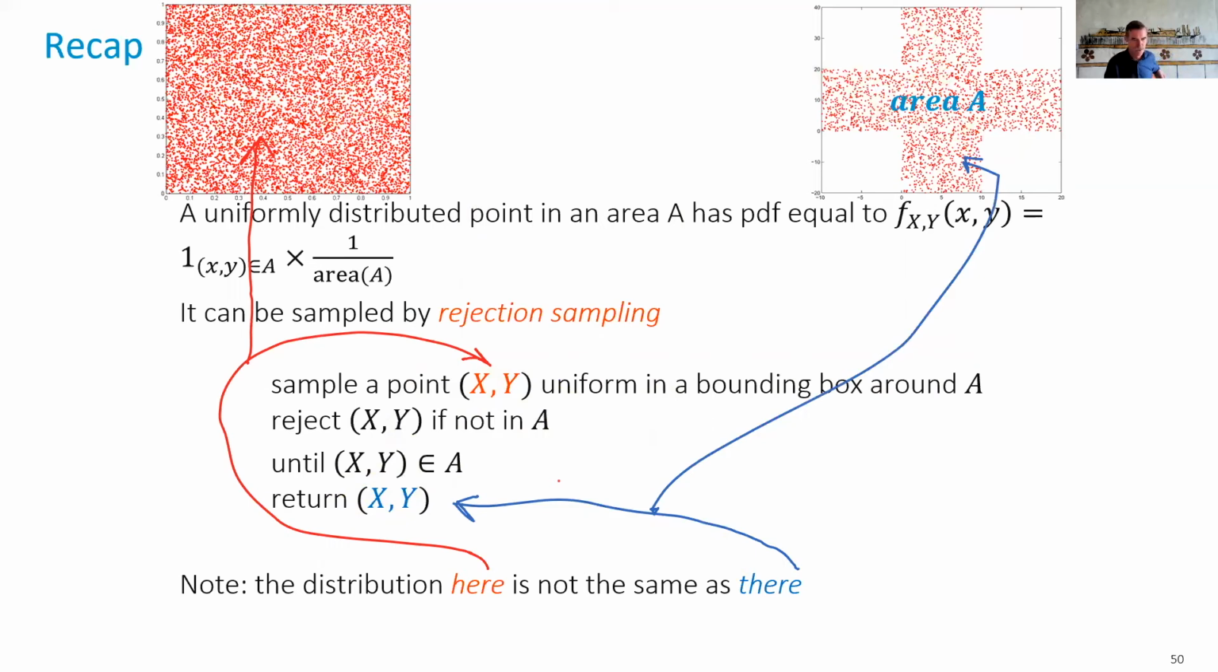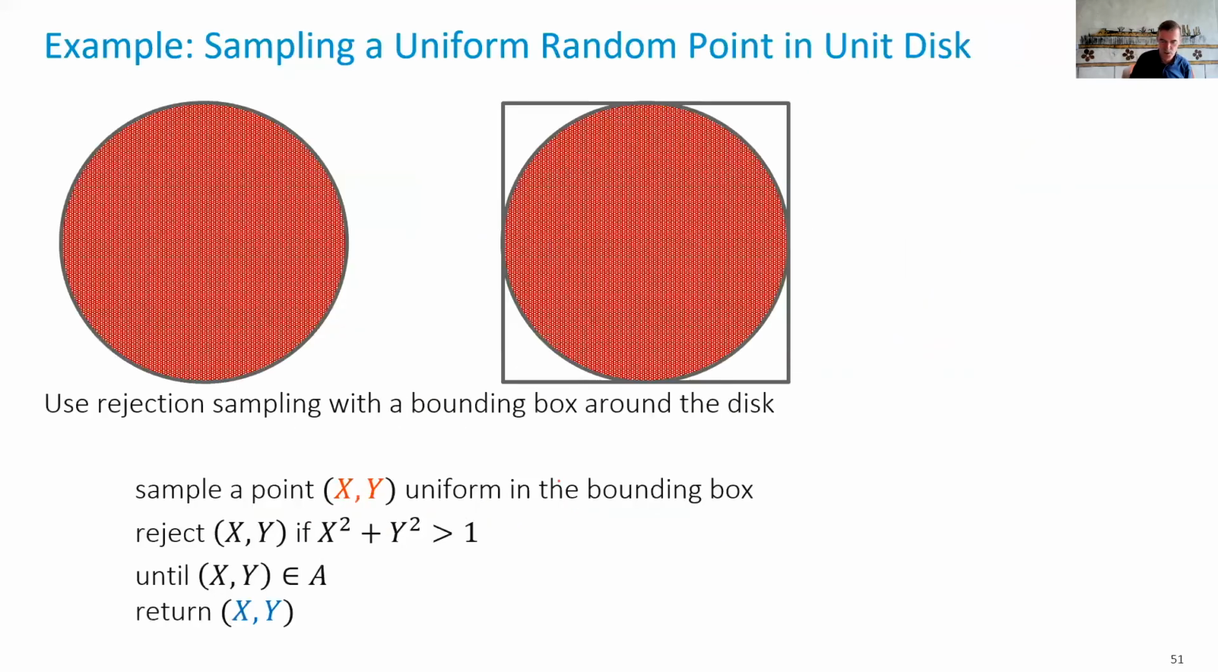Remember this fact: when we do rejection sampling, the distribution we obtain at the output is not the distribution that we sample from. For example, if we would like to sample uniformly a point in the unit disk, here I'm plotting the unit disk. The intention here is just to color the disk, not to present samples. Then I can use rejection sampling with a bounding box around the disk. It's not the best method to draw a point uniformly in the disk. We might see a bit later there are smarter methods, but here that's not the purpose.